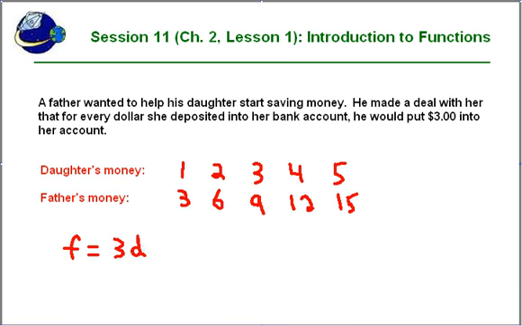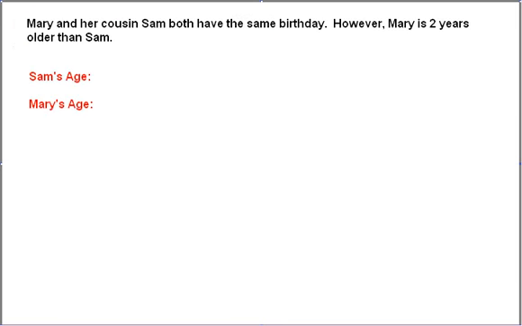Let's go ahead and skip over here to the next screen. And we're also going to take a look at a very, very basic kind of function here. And once again, we're going to start it off with a very short story problem. Mary and her cousin Sam both have the same birthday. However, Mary is 2 years older than Sam.